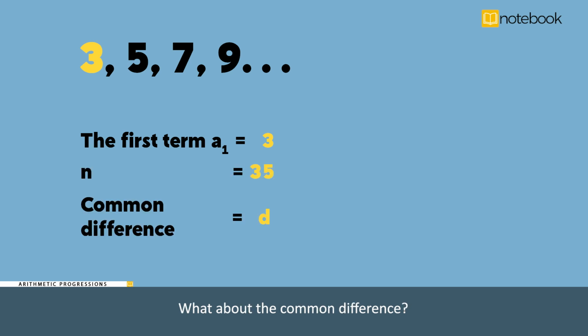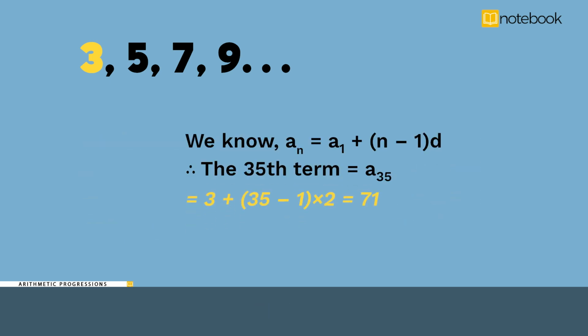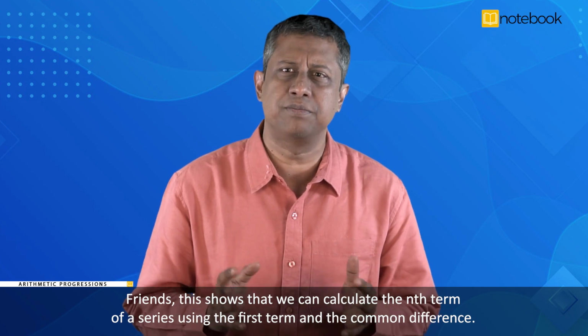What about the common difference? See, 5 minus 3 is equal to 7 minus 5 is equal to 9 minus 7, which is 2. Each time the difference is 2, so d is equal to 2. Now recall the formula an is equal to a1 plus (n minus 1) into d. Therefore, the 35th term denoted by a35 is 3 plus (35 minus 1) into 2, which is equal to 71. Friends, this shows that we can calculate the nth term of a series using the first term and the common difference.